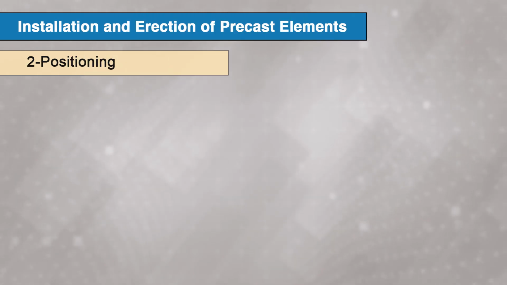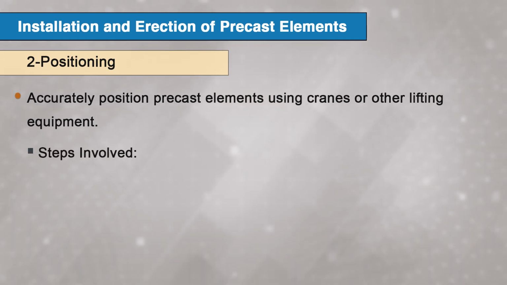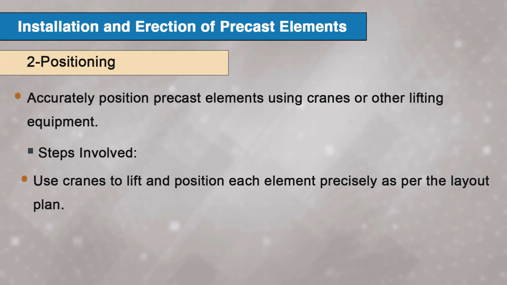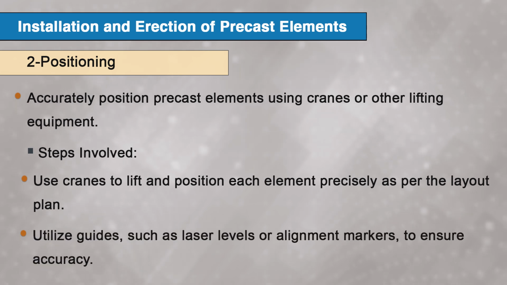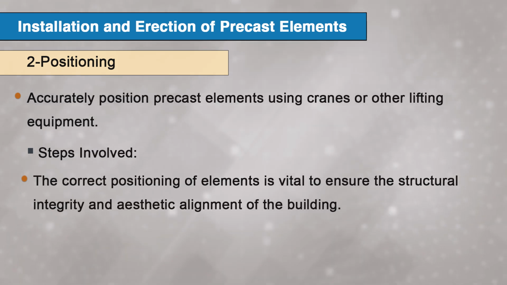The next point in this category is positioning. The objective is to accurately position precast elements using cranes or other lifting equipment. The steps involved: firstly, use cranes to lift and position each element precisely as per the layout plan, and then utilize guides such as laser levels or alignment markers to ensure accuracy. The correct positioning of elements is vital to ensure the structural integrity and aesthetic alignment of the building. During installation, slight adjustments may be necessary, so ensure that positioning equipment allows for fine tuning.